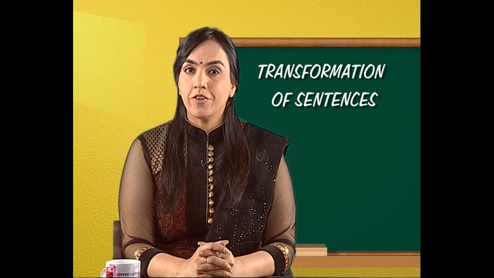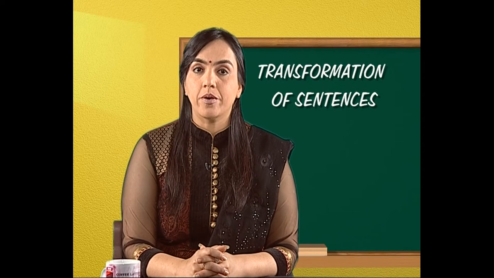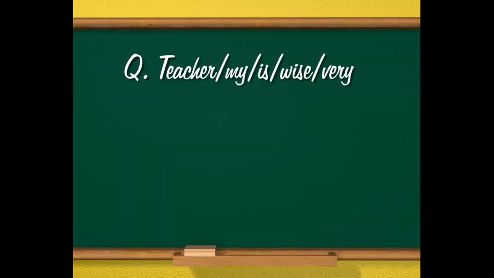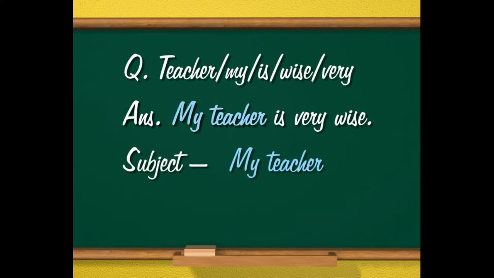Here are a few jumbled sentences. Try to rearrange them in proper order. Teacher, my, is, wise, very. Answer: my teacher is very wise. Subject is my teacher and the predicate is very wise.